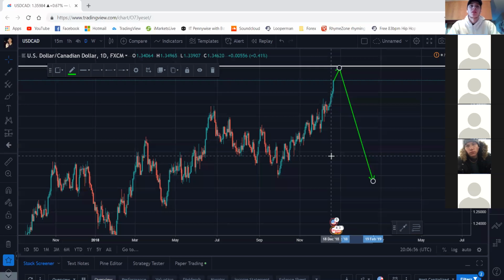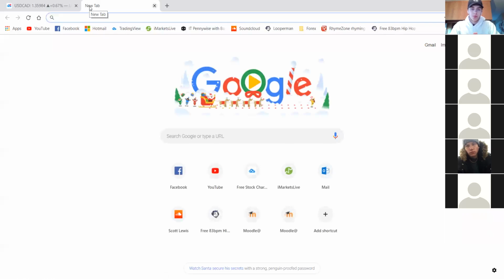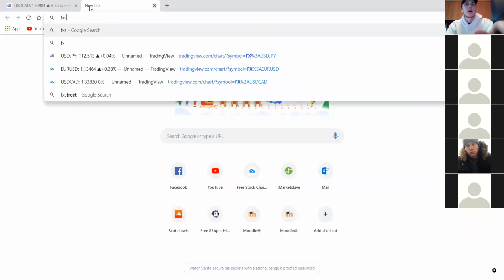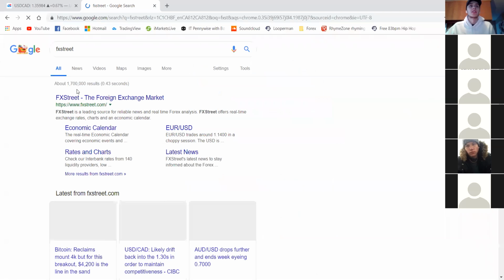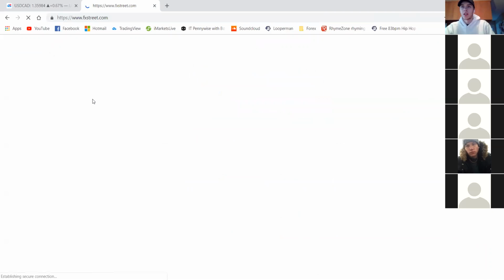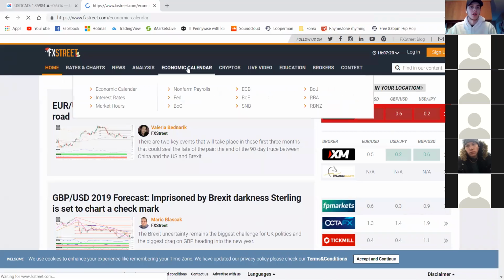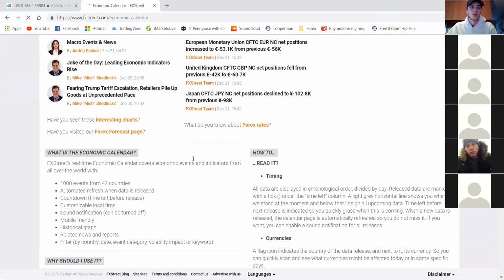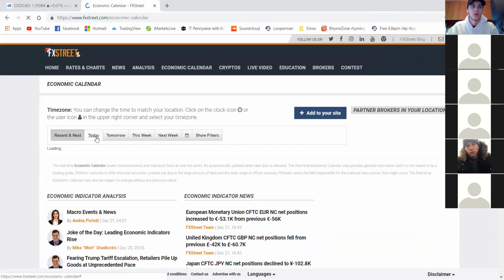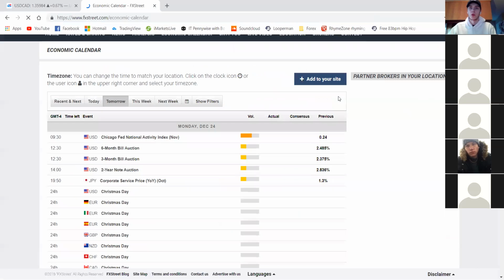So a big thing that I want to show you guys, I'm going to be opening up a separate area. Now, I believe that you guys can all see this. We're going to go to fxstreet.com. Now, what is fxstreet.com? This is where I use my economic calendar. The economic calendar is very, very important when we talk about things like this, because you see right here: today, tomorrow. Okay, perfect.